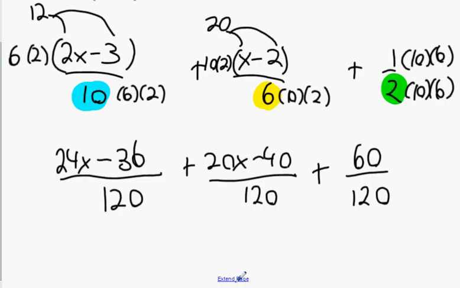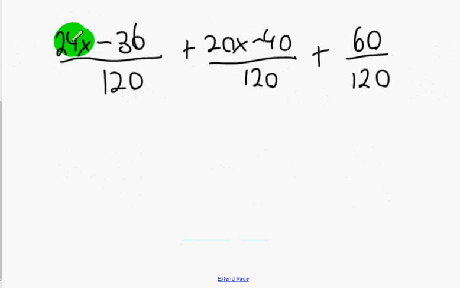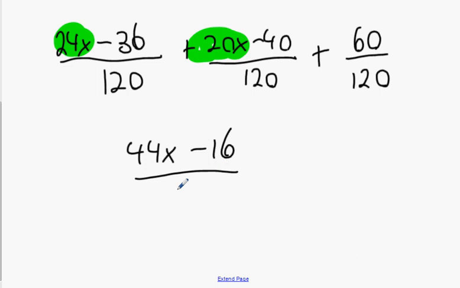It's exactly the same process. You won't be disappointed here, okay? 24 and 20 add together to give you 44x. Minus 36 minus 40? Minus 76. Plus 60? Minus 16, all over 120.